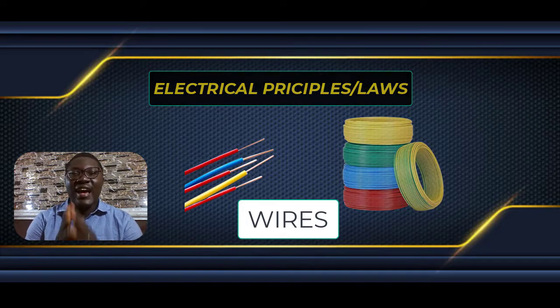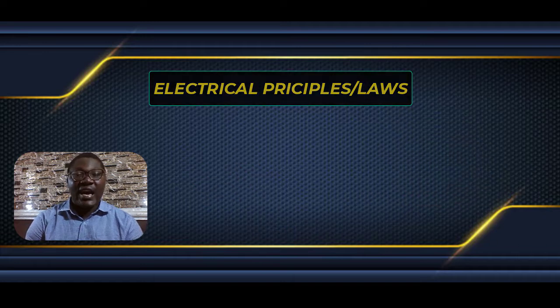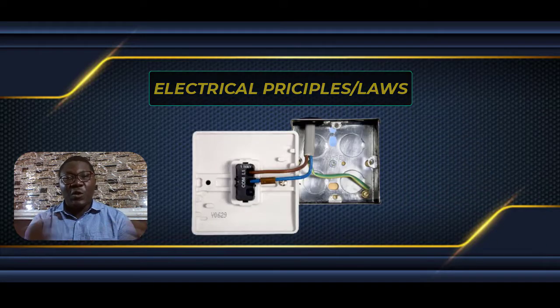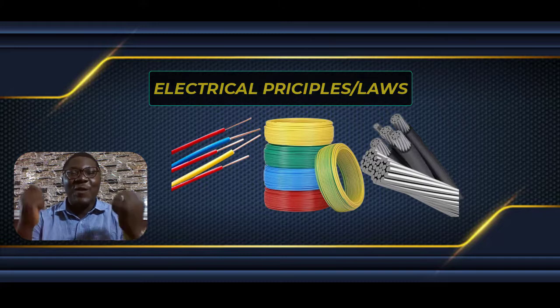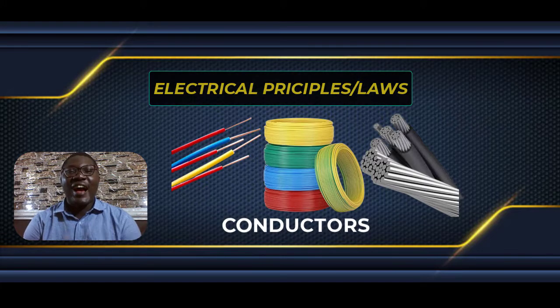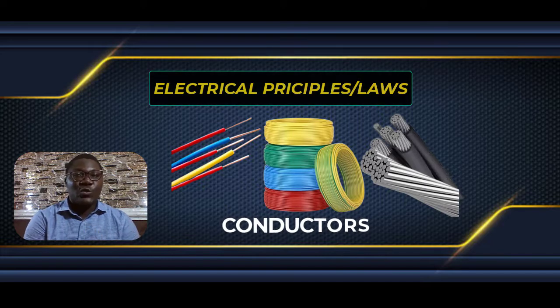So these are conductors, and you can see them around you, guys. If you look into your house, you could see copper wires. If you look in your street, you see aluminum wires. These are conductors that allow current to move from one point to another.